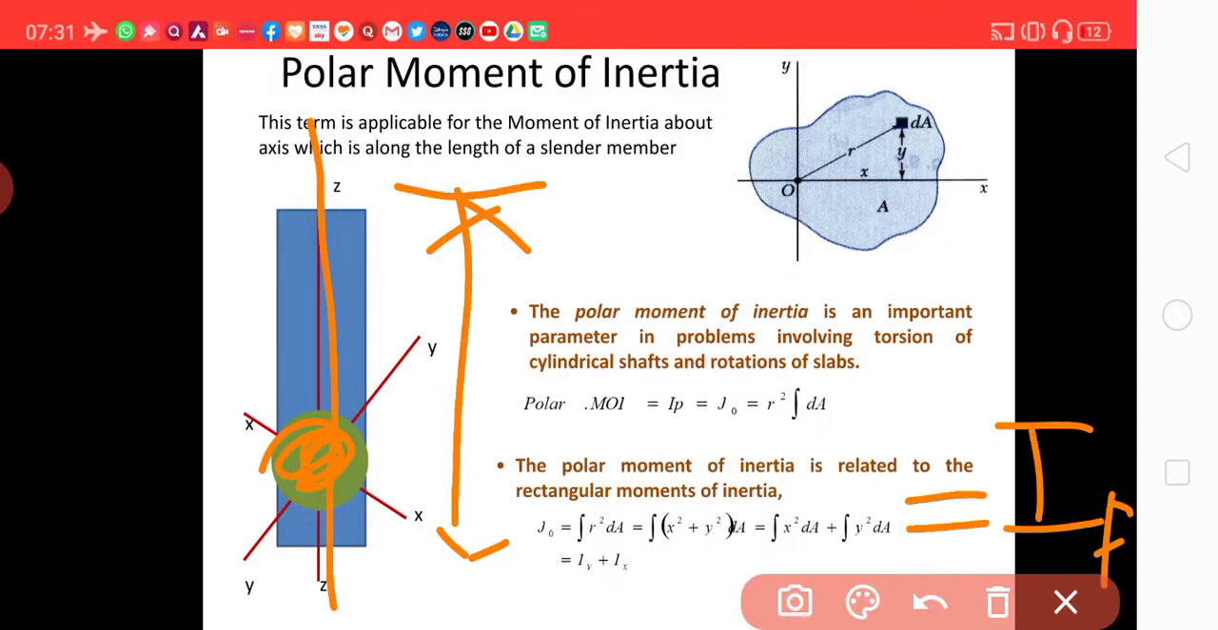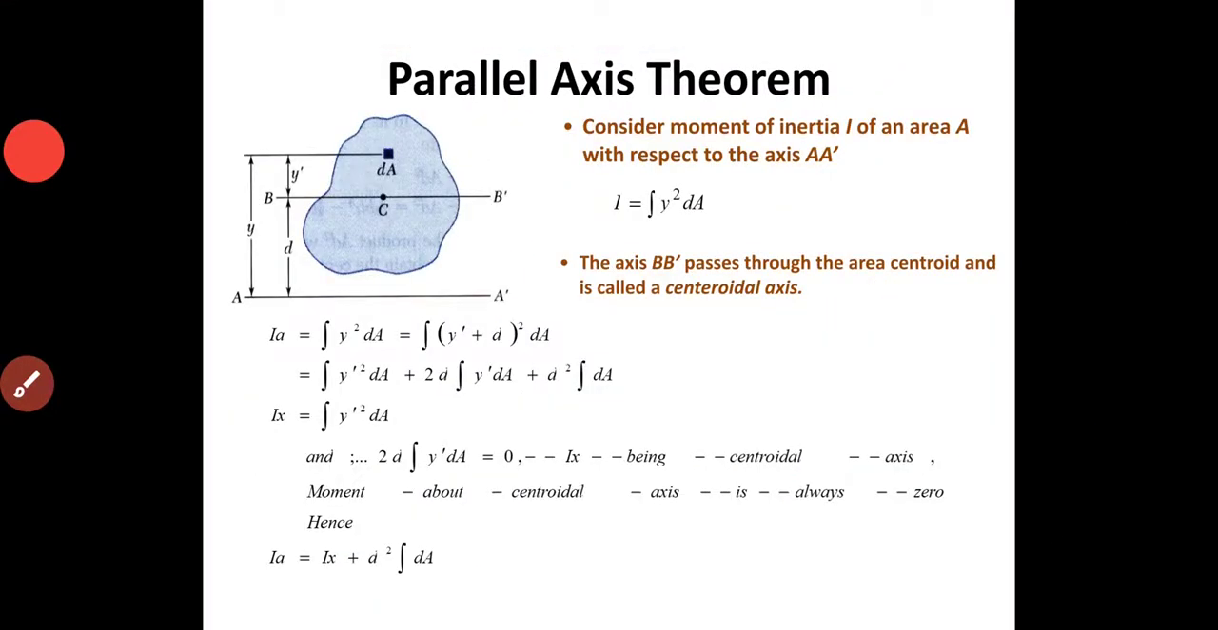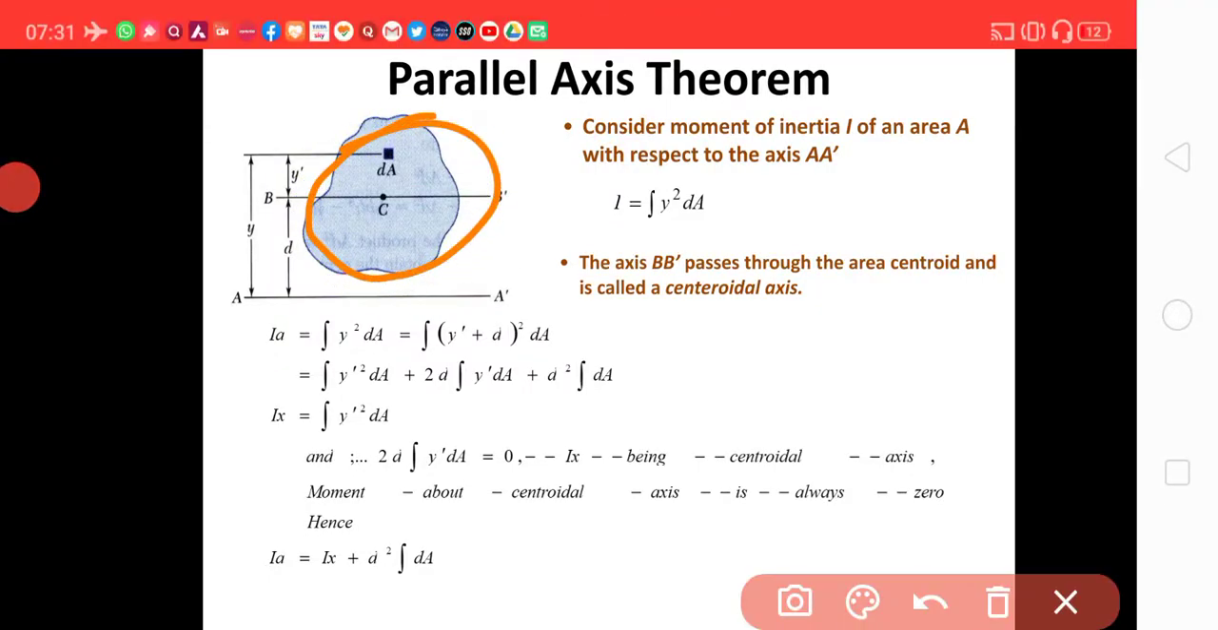Ip means polar moment of inertia. I think it is clear now. Go to the next slide. Parallel axis theorem. Consider again this small area and concentrate on this area.